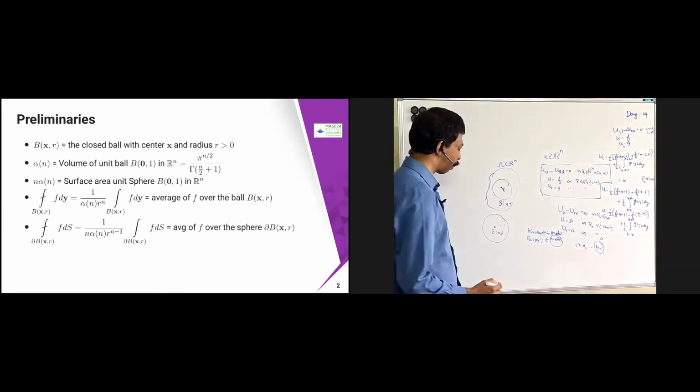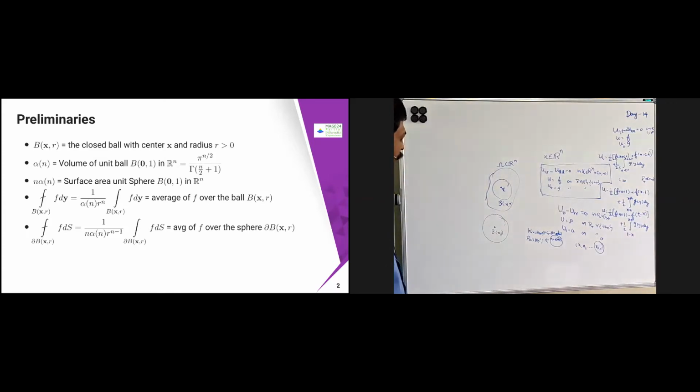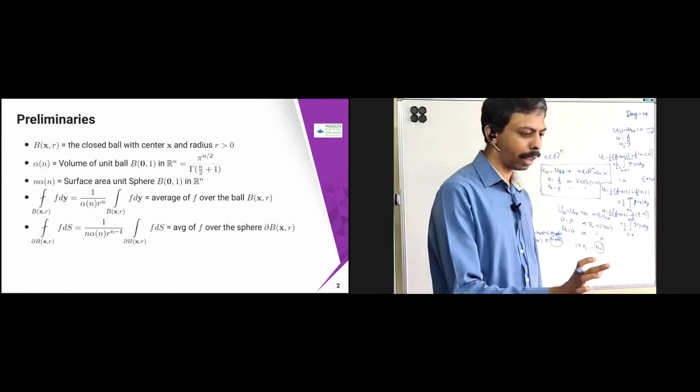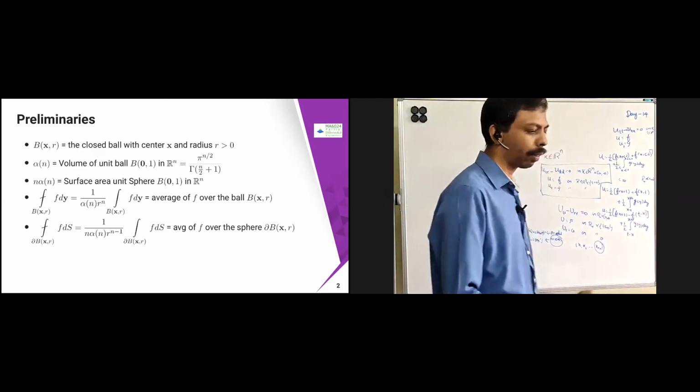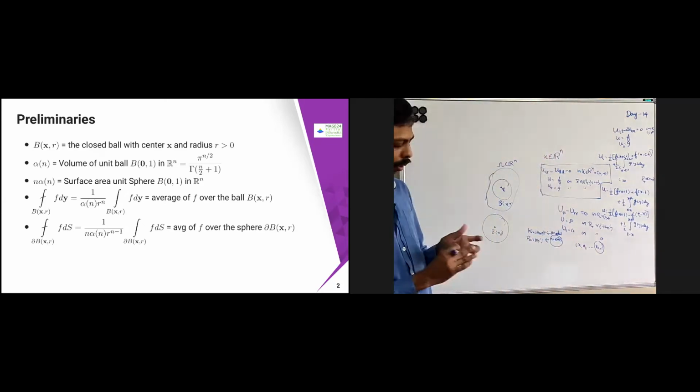Okay, so if I just see in case of one-dimensional case, what is B of 0 comma 1? B of 0 comma 1 is nothing but the length of the interval. What is the length of the interval? Length of the interval is going to be 1.